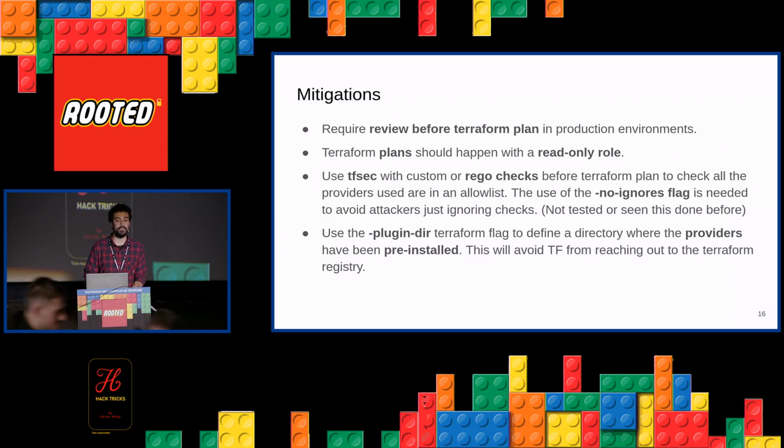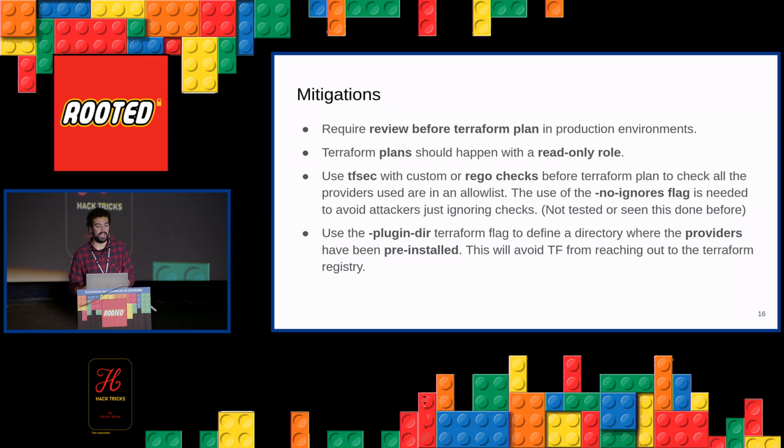And you could actually use this Rego language to check for providers. So if you detect that there's any provider that is not in your allow list, you could say, okay, this is not safe, stop the execution of the pipeline. If anyone wants to actually test this, they will need to use the no ignores flag, because in tfsec, you can just add a comment on top of the line that's affected, saying, okay, please ignore this check, this is safe. And we don't want the attacker to say that their attack is safe. So you would need that flag.